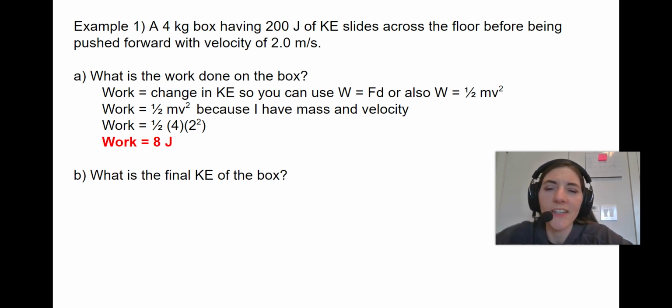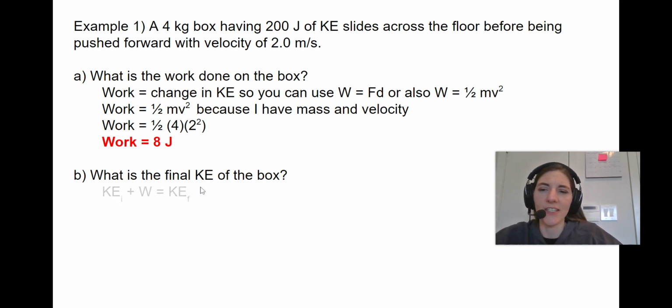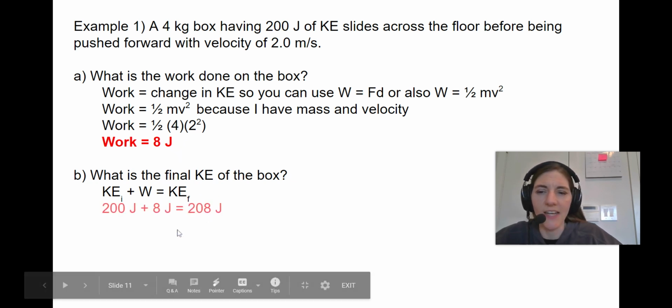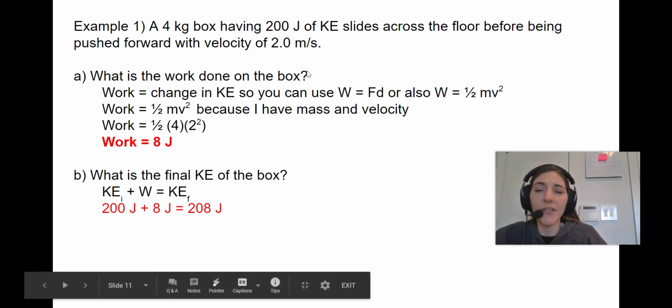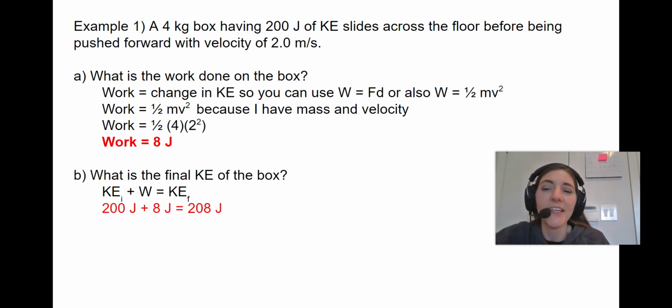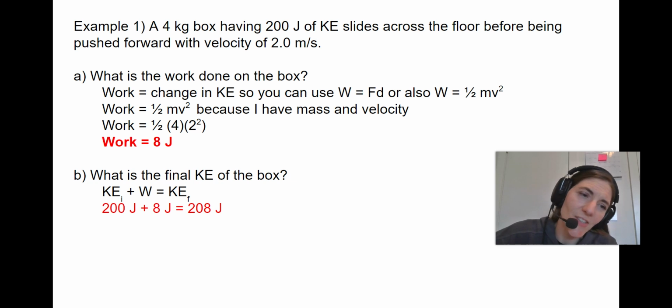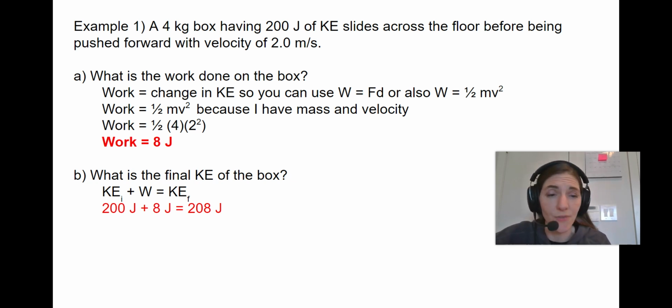Now, what's the final kinetic energy of the box? Kinetic energy initial plus work equals kinetic energy final. I know my kinetic energy initial and I know the work, so I can easily find the final kinetic energy. So 200 joules is the initial kinetic energy plus the work, which is 8. So the final kinetic energy this box has is 208 joules.